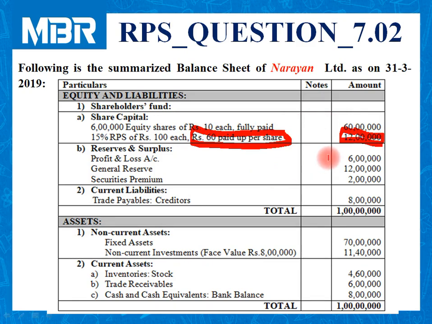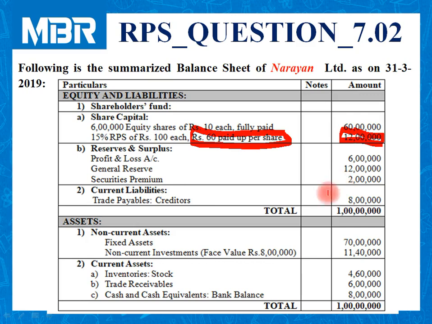Reserves and surplus include profit and loss account for 6 lakhs, general reserves for 12 lakhs, and securities premium for rupees 2 lakhs. Current liability includes only one item, that is creditors or trade payables, amounting to rupees 8 lakhs, and the total of the equity and liabilities comes to rupees 1 crore.